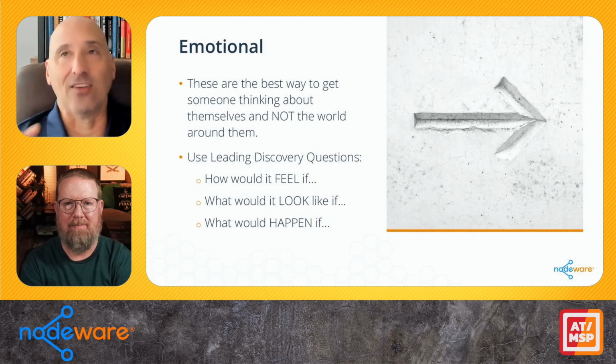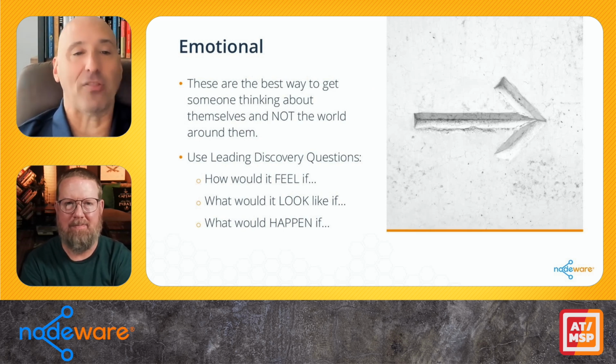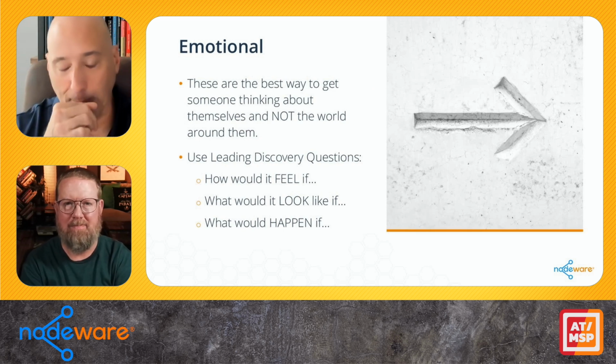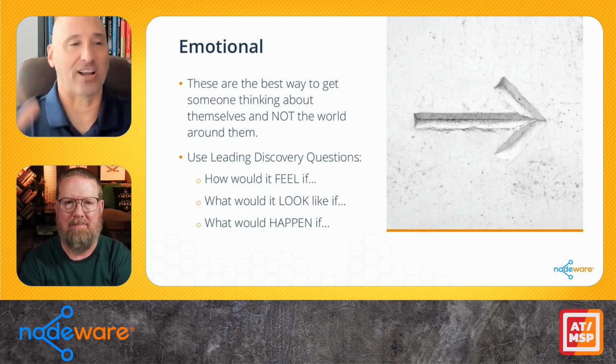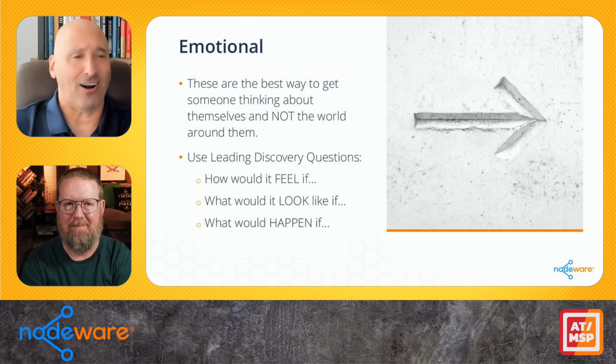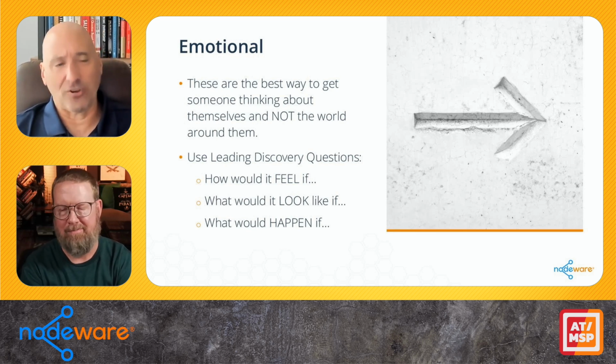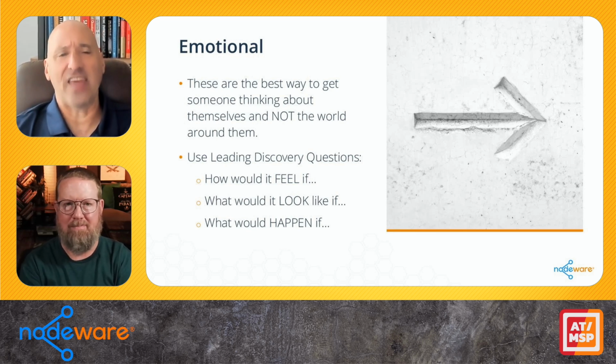Emotional. These are the best way to get someone thinking about themselves and not the world. Meaning, oh my God, Target got hacked. Home Depot got hacked. Did you hear about this hack? I don't care. I'm a company of 50 employees. They're not coming after me. And we'll get to those two objections in a second. So what you want to do is get them thinking about their business.